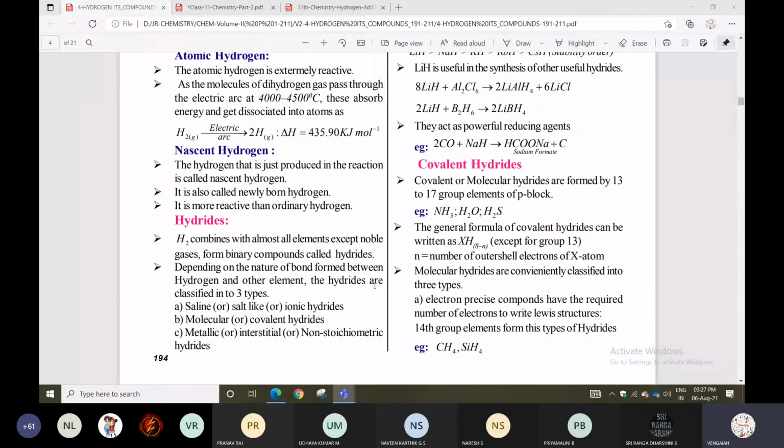First one is saline hydride. One more name is salt-like hydride. One more name is ionic hydride. So ionic hydride has three names: ionic hydride, salt-like hydride, saline hydride. All are the same. Second one is molecular hydride, otherwise covalent hydride. Molecular and covalent are the same. Next one is metallic hydride. One more name is interstitial, that means non-stoichiometric hydride.